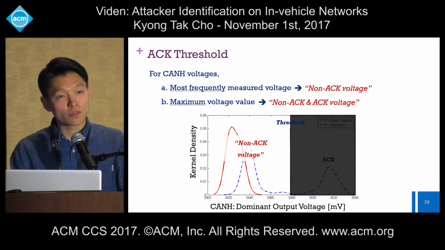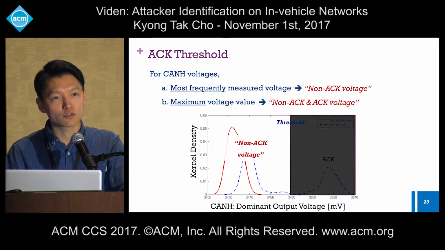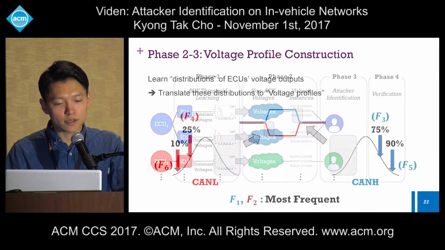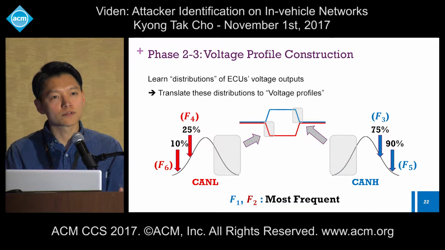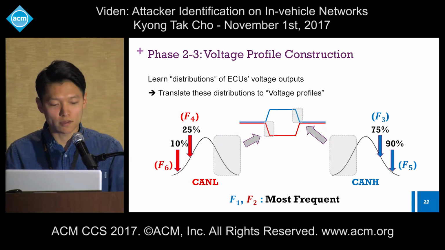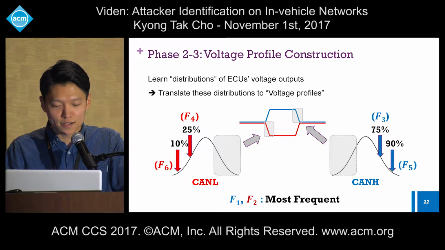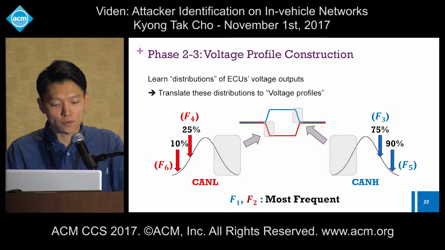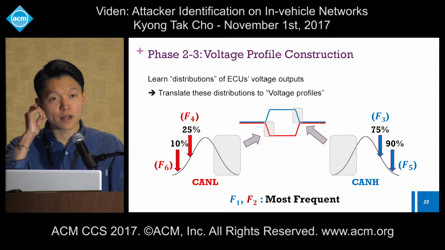So now we have those measurements only coming from the actual transmitter. We use those measurements to actually fingerprint the ECUs. And we also found that the distribution of the voltage outputs for different ECUs is quite different. So what we do is, using those non-ACK voltages, we again apply what the most frequently measured values were.